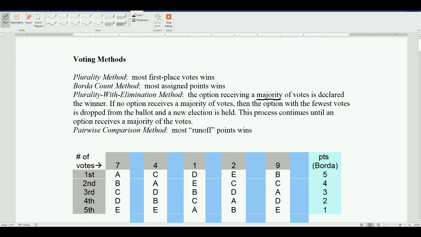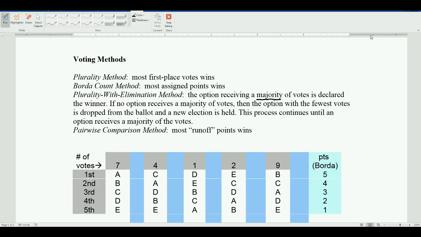In pairwise comparison method, what we do is we do head-to-head competitions, and if a person wins, they get a point. If they tie, they get half a point, and then we count them all up and see who wins from there. Probably doesn't make any sense until we do some examples. That's what we're going to do.